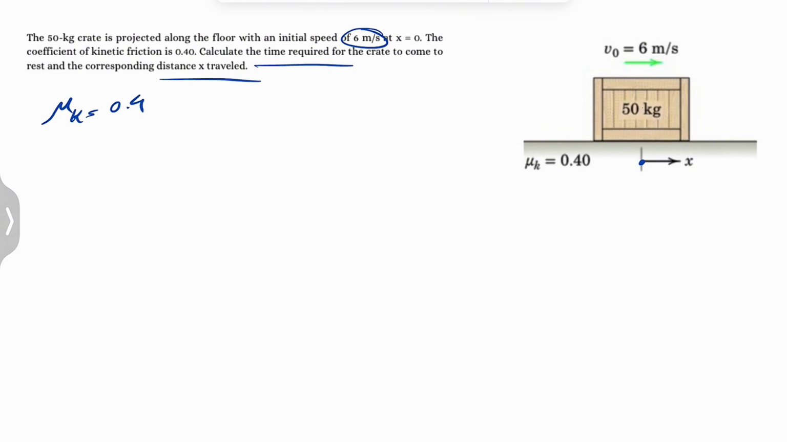So as always, we're going to start with the free body diagram. So obviously we have the weight of this crate in here. Let's just show it in here. So we know it's 50 kilograms, and for finding the weight we need to multiply mass by acceleration of gravity. Since all the units in here are SI units, it's going to be 9.81 meters per square second. So that's the weight.